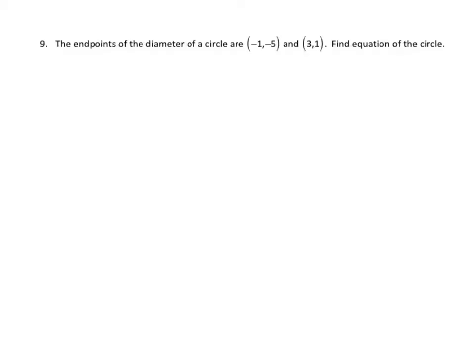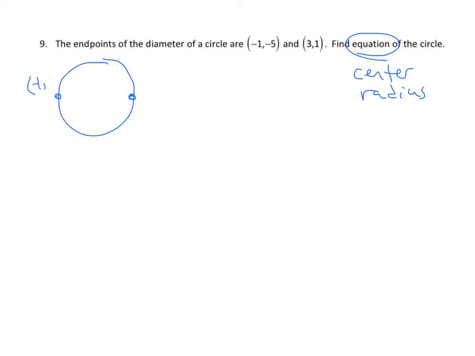In this next example, we are given the endpoints of the diameter of a circle, and we want to find the equation of the circle. If I want to write the equation of a circle, I need 2 things. I need the center, and I need the radius. And all I know about this circle are the endpoints of its diameter. So I know one endpoint is -1, -5, the other is 3, 1.